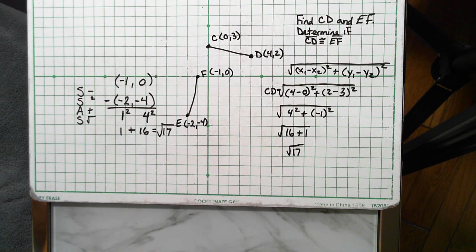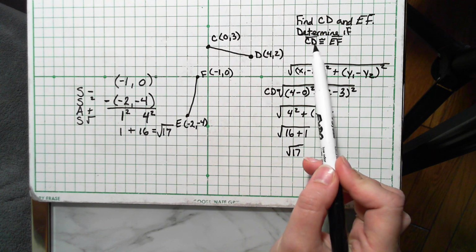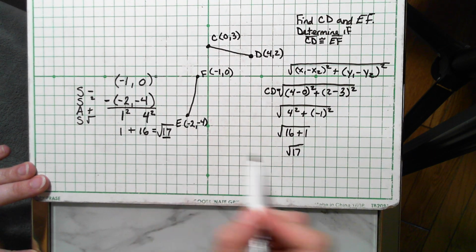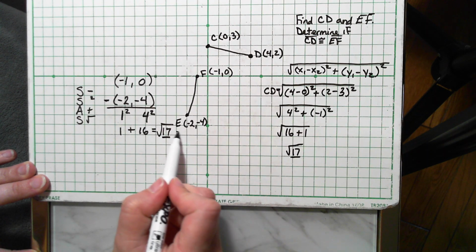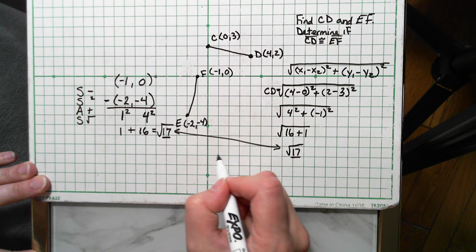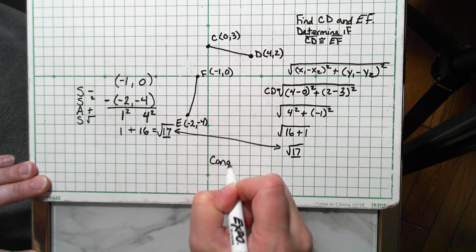Okay, now sometimes they ask you to determine if the segments are congruent, and the way you do that is you check this number inside the square root. If those numbers are equal, then yes, they are congruent. So these are congruent.